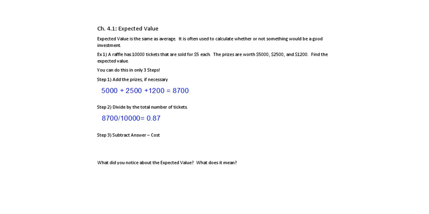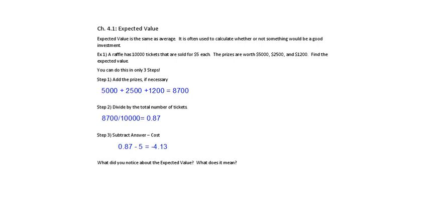Finally, I like to do answer minus cost. So 0.87 minus the cost, which was $5, is equal to negative 4.13. And that's our answer.